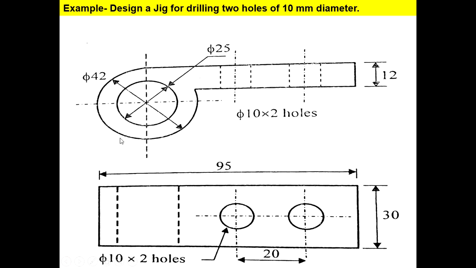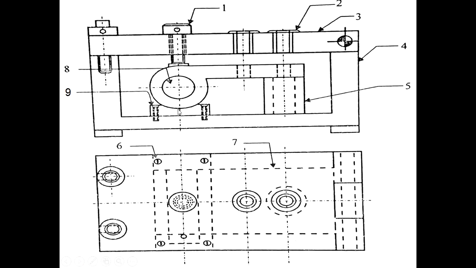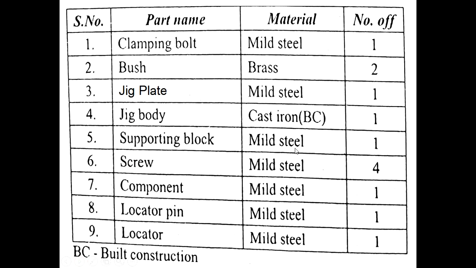Okay, so this is the component which is given for drilling two holes of 10 mm diameter. The dimensions of the component are given very simply. We use the 3 locators, one clamping arrangement. Okay, and then loading and unloading arrangement is from the front side. Okay, now what is the next step? In the next step now we have to go for part details.